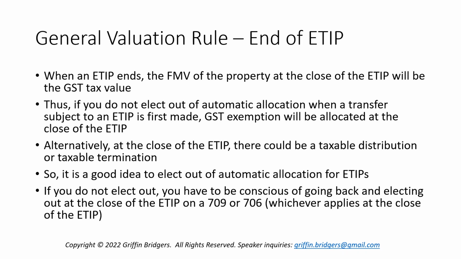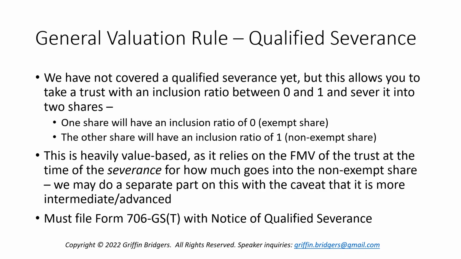And if you don't do that, it's not too late, but what that means is that you're going to have to be intentional about filing the right return in the year that the ETIP ends in order to elect out of automatic allocation of GST exemption at the time. Otherwise, you run the risk of using GST exemption for the entire now larger fair market value, which may not get the benefit of discounts, or prior growth that's been removed from the taxable estate, and even the benefit of time value of money, the discounting for things like a GRAT.